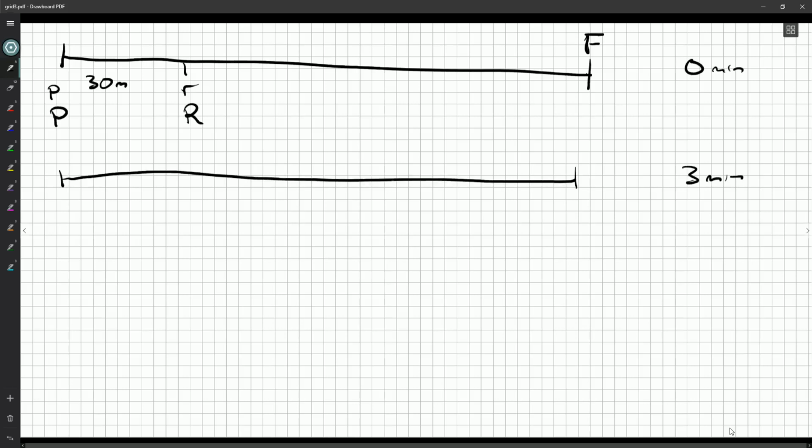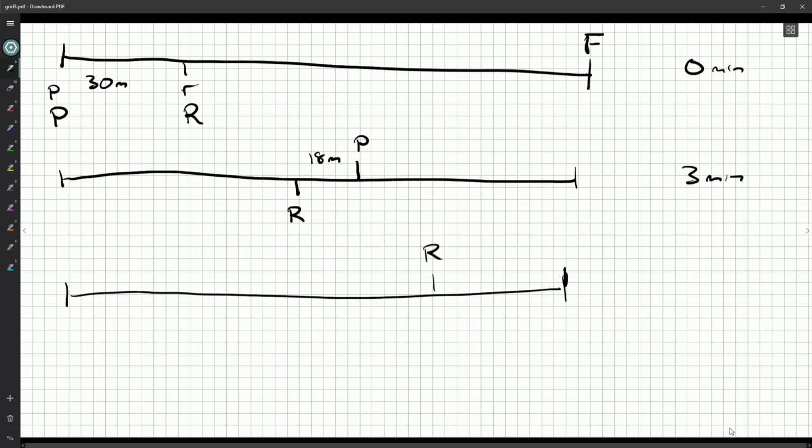Then at 3 minutes, what have we got? Well, Rad's moved some distance, and Peter has overtaken him, and the difference between their distances now is 18 meters. Okay. And then Rad keeps going, and then Peter hits the end 4 minutes later at 7 minutes. Okay.